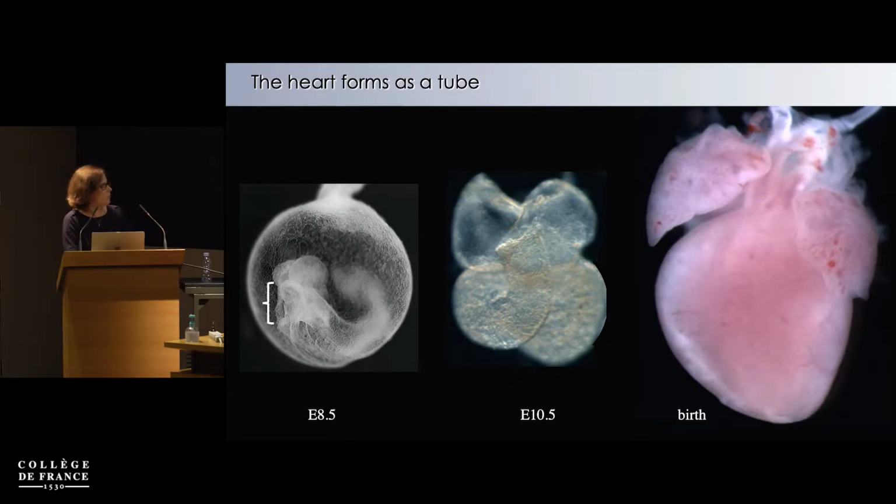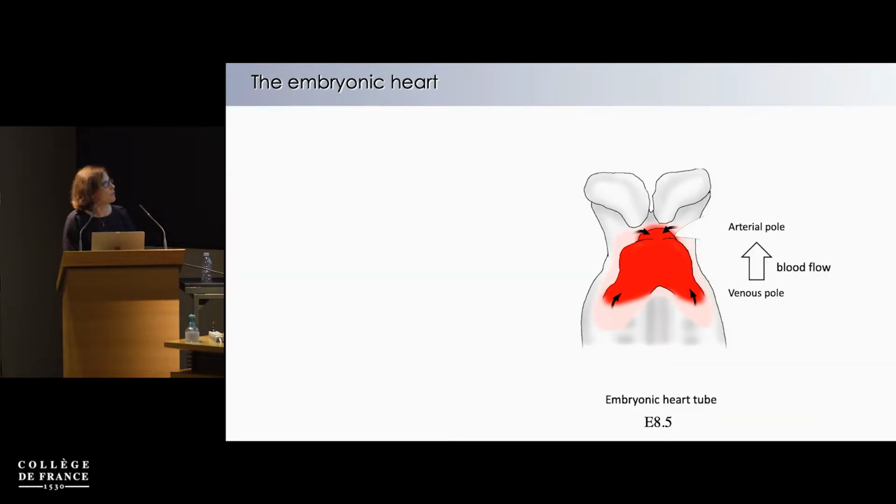And earlier on, when the heart initially forms, so in the E8.5 embryo, so this is the embryo here within the yolk sac, you can see this structure here, which is the cardiac tube. So this is now a schematic representation of the cardiac tube. The cardiac tube is functional when it forms. So the red cells are the myocardial cells. They contract, and the blood flows from the venous pole towards the arterial pole.